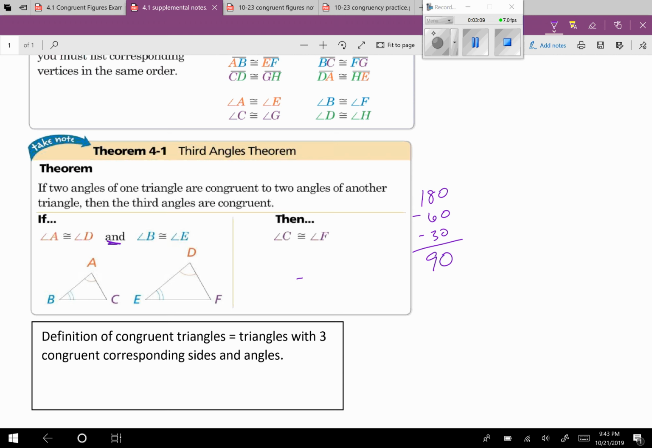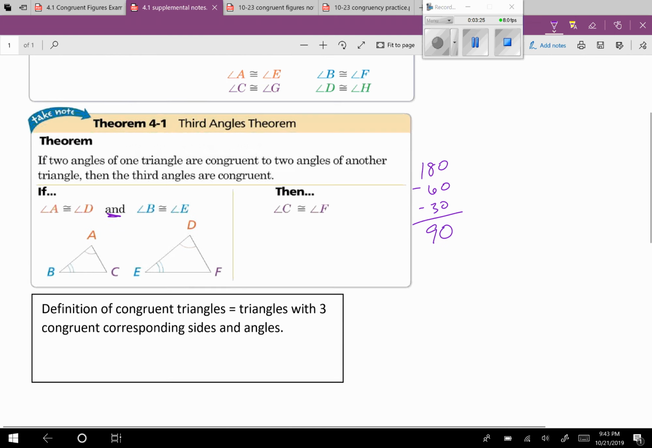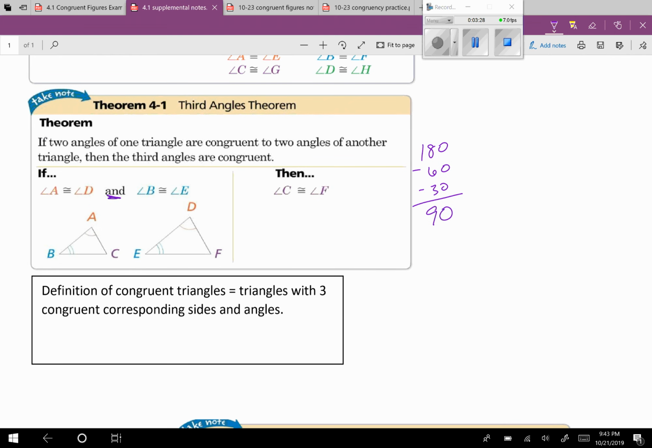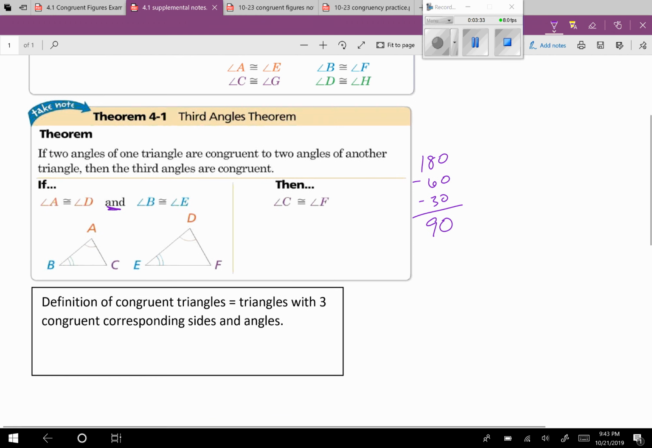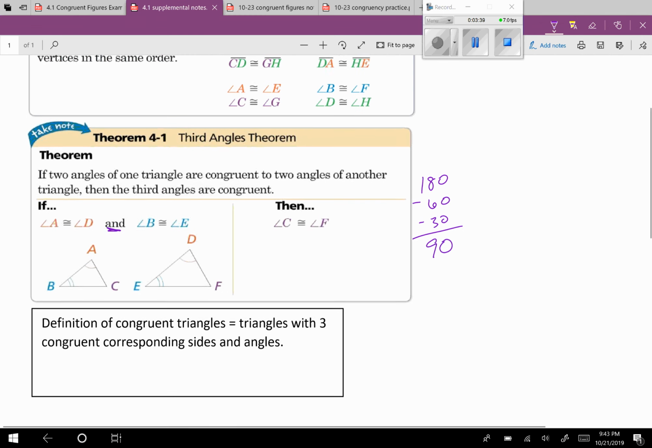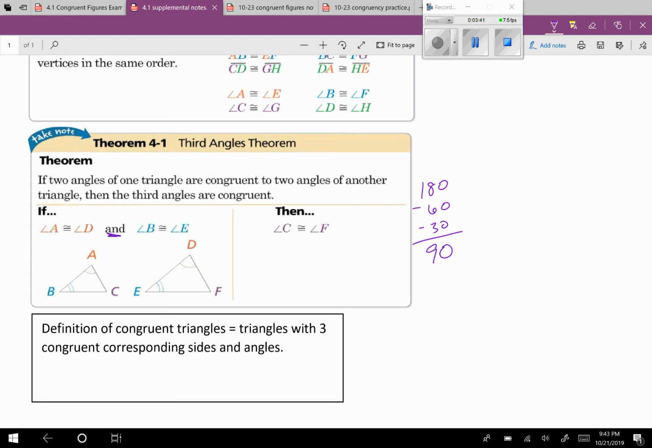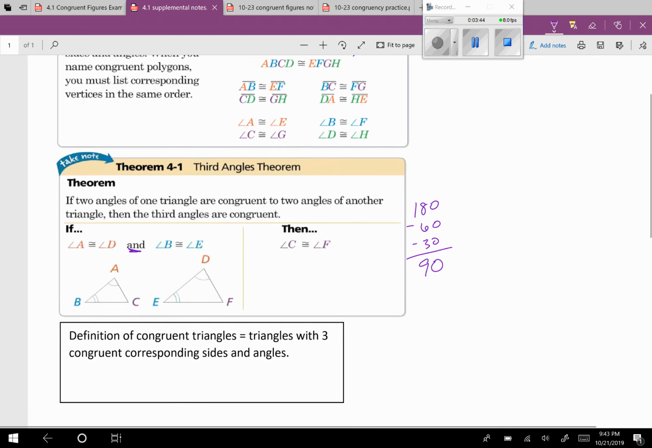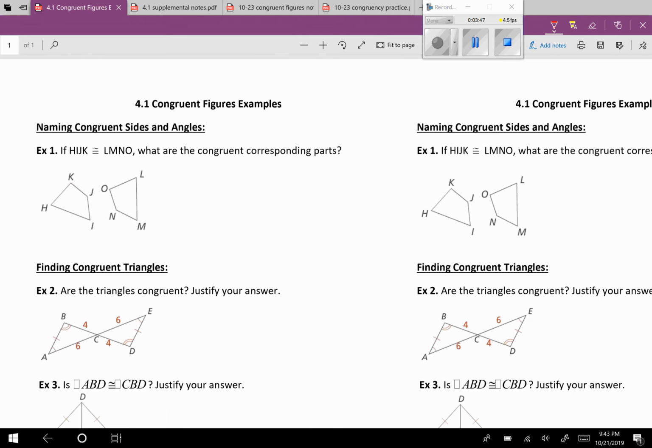And then the last part here is the definition of congruent triangles: triangles with three congruent corresponding sides and angles. So it's a congruent figure. It's just special because it's a triangle. You could have the definition of congruent rectangles, congruent kites, etc., right? As long as your polygons have congruent corresponding sides and congruent corresponding angles, then they are congruent. So that's vocab. Now let's go to our examples.